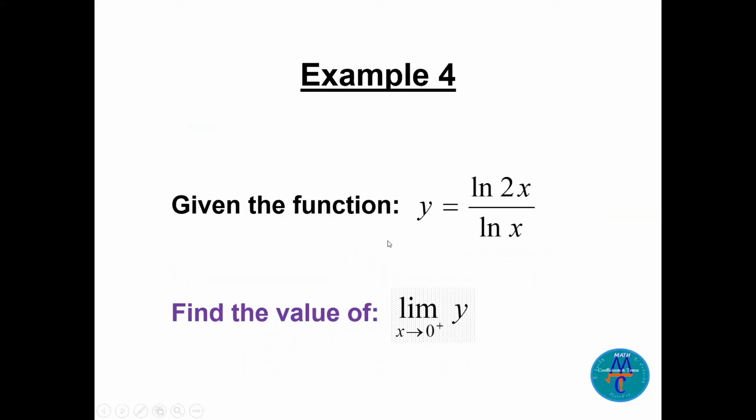We have the function y equals ln of 2x divided by ln of x. Find the value of the limit of this function as x goes to 0 from the right side. Why from the right side? Because the argument here should be positive. So x here is positive, cannot be 0. From 0 open to infinity is the domain of this function.